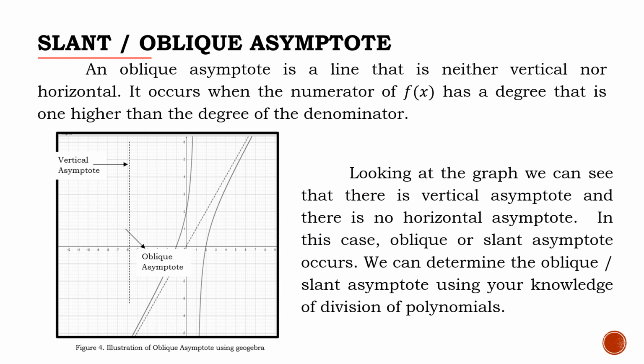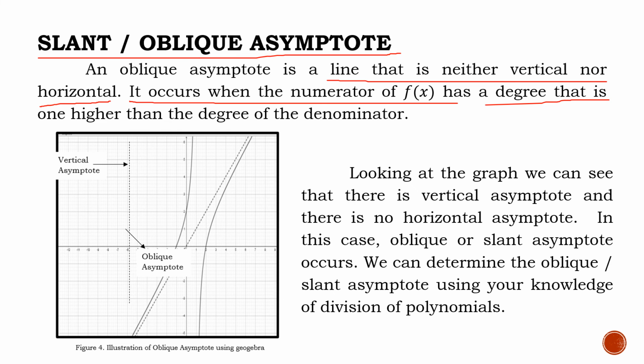So the slant or oblique asymptotes. An oblique asymptote is a line that is neither vertical nor horizontal, not totally vertical or horizontal. It occurs when the numerator of f(x) has a degree that is 1 higher than the degree of the denominator. So if n is greater than d, then there is an oblique or slant asymptote in your rational function.